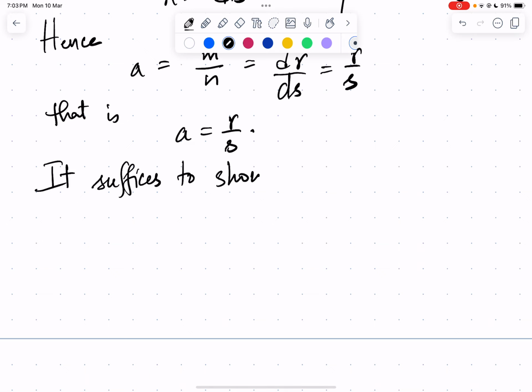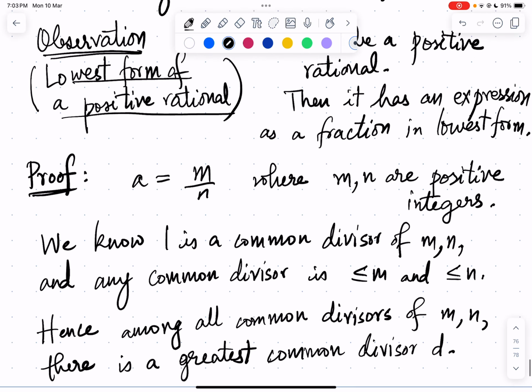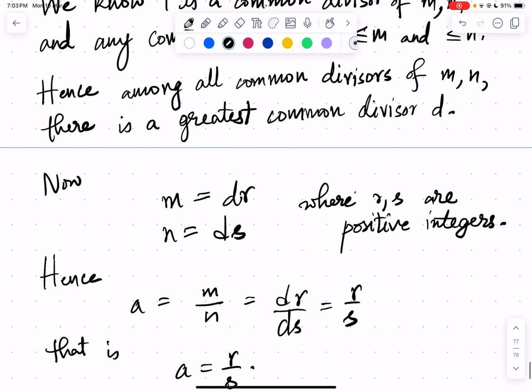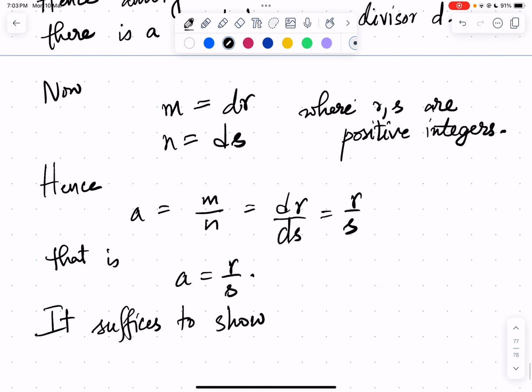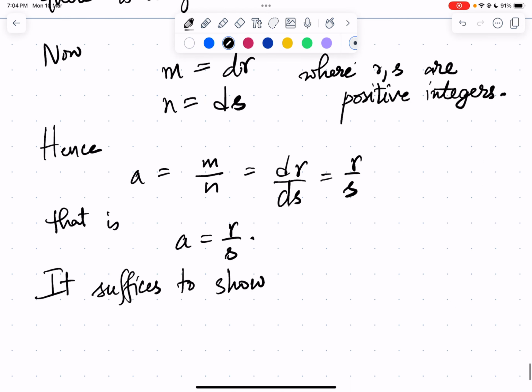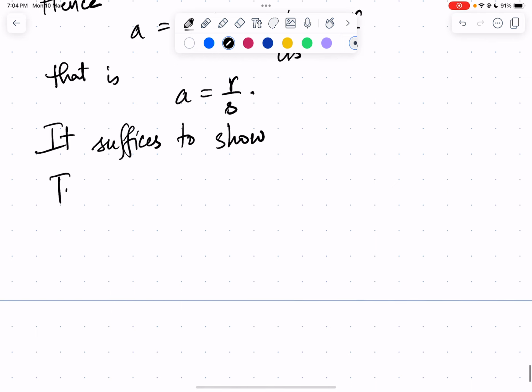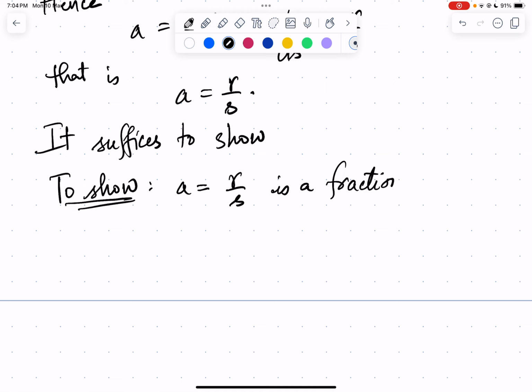So we began with m by n and took the common divisor d, the greatest common divisor d, and expressed m as d times r and n as d times s, and then we expressed a equals m by n equals r by s. It suffices to show a equals r by s is a fraction in lowest form. So we basically cancelled the greatest common divisor.